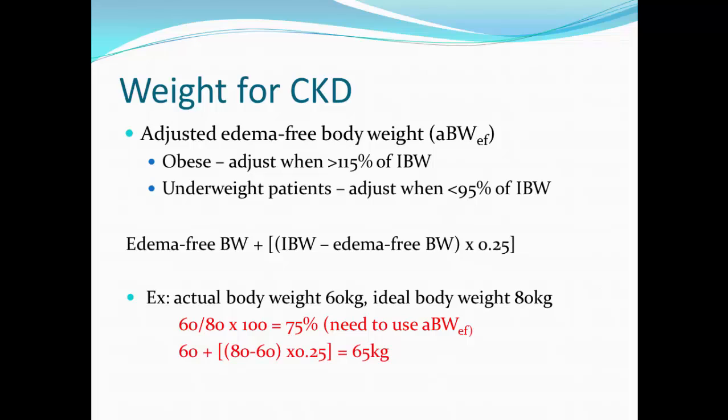In order to adjust, we use this equation, and by subtracting edema-free body weight from ideal body weight, we get 20. We multiply that times 0.25, and we get 5, and then 60 plus 5 equals 65 kilograms. So in order to calculate the nutrition prescription for this patient, we will use the adjusted body weight of 65 kilograms.